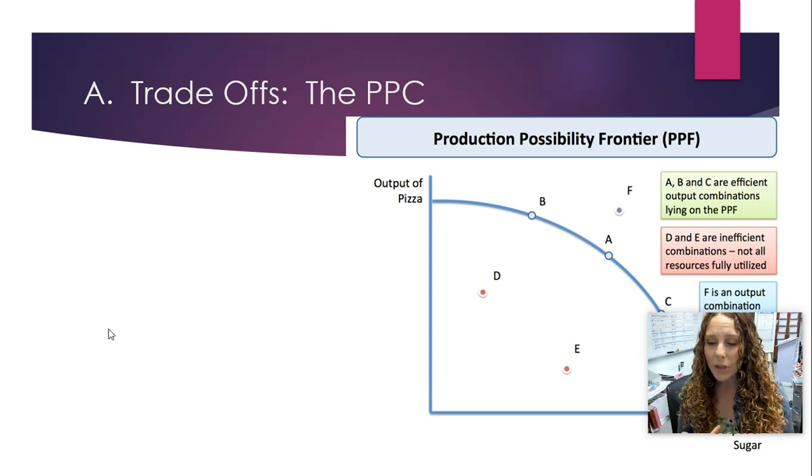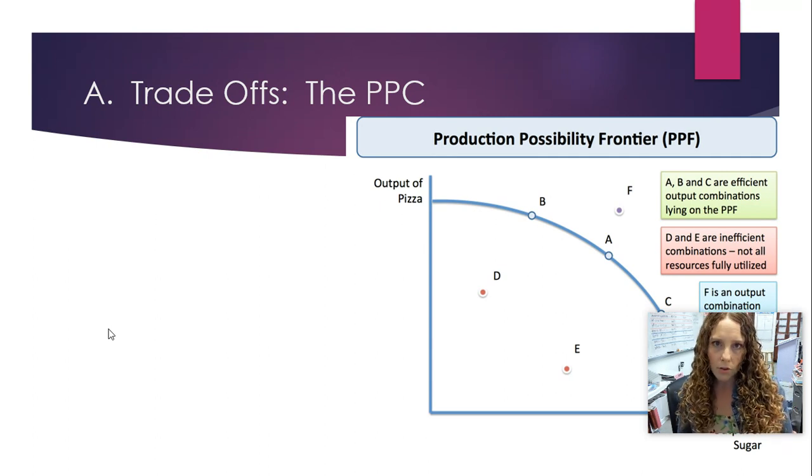So we talked in the previous section about what economics is, and that economics is the study and analysis of how we make choices about how we're going to allocate scarce resources amongst unlimited wants. We can't have everything that we want. We don't have enough resources to produce everything that we want. So how do we make those decisions?